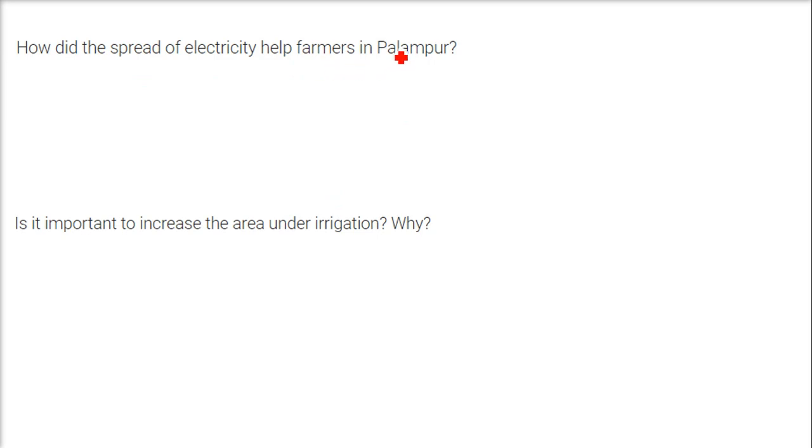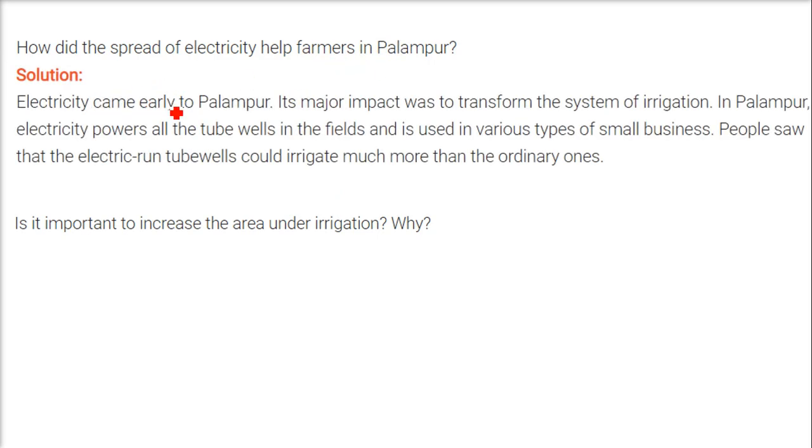How did the spread of electricity help farmers in Palampur? So electricity came early to Palampur, and most of the houses have electricity. So its major impact was to transform the system of irrigation. Previously, they would use the wells and take out the water from the wells, and it was time consuming. So in Palampur, electricity powers all the tube wells now in the fields and is used in various types of small businesses also. So people saw that these electric run tube wells could irrigate much more than the ordinary ones, that is taking out water from the well and then irrigating.